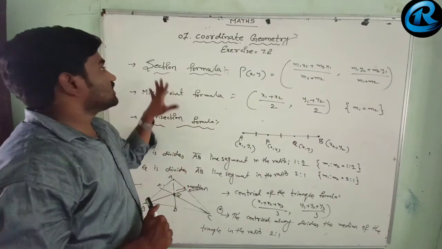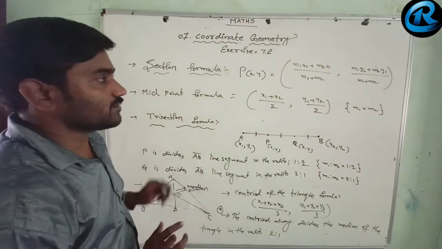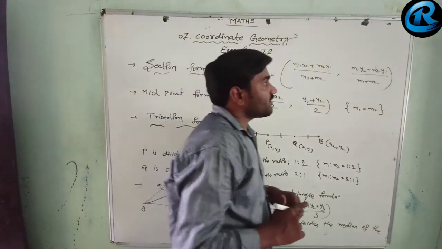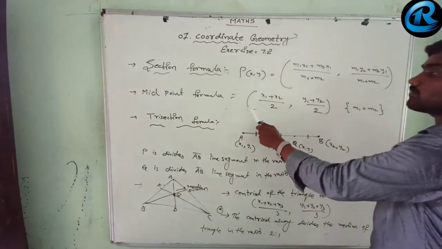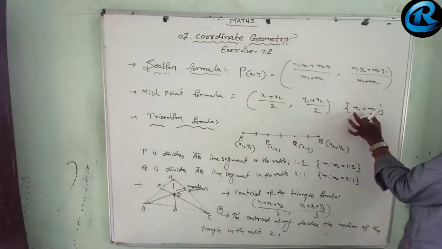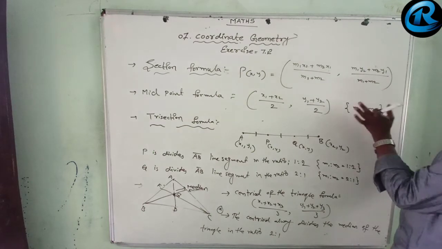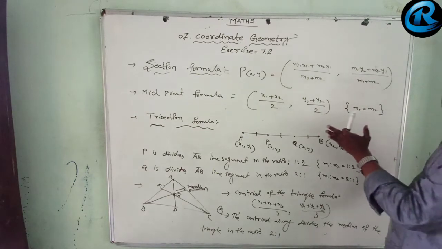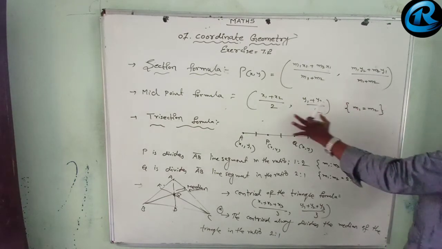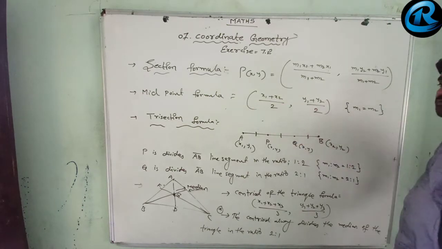Please mind it. Section formula: P(x, y) equal to (m1x2 plus m2x1) by (m1 plus m2), (m1y2 plus m2y1) by (m1 plus m2). Then the midpoint formula, when do we use it? When m1 value and m2 value are the same, m1 is to m2 equal to 1:1, or 2:2, or 5:5 like that. So the midpoint formula is (x1 plus x2) by 2, (y1 plus y2) by 2.